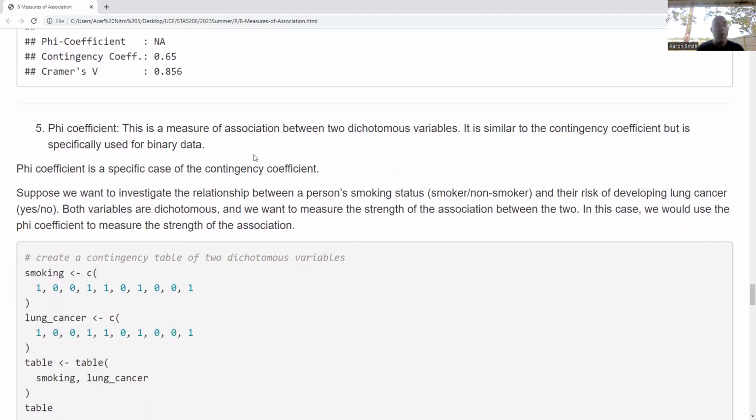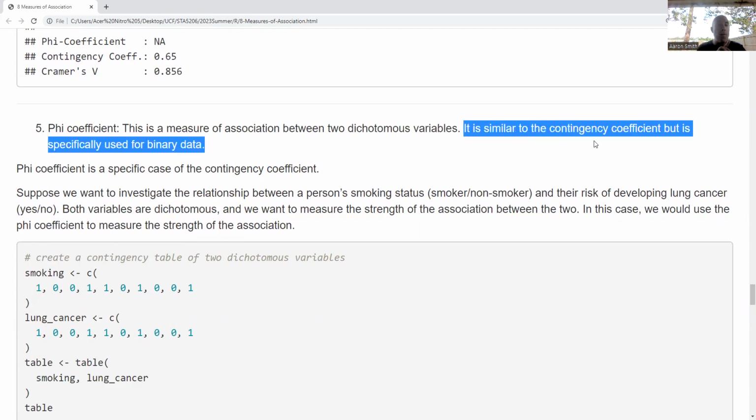Now the phi coefficient, this is a measure of the association between two dichotomous variables. So here, when we say dichotomous, there's two levels, such as 0, 1, yes, no, male, female, on, off. It is similar to the contingency coefficient, but it is specifically used for binary data. The phi coefficient is a special case of the contingency coefficient.